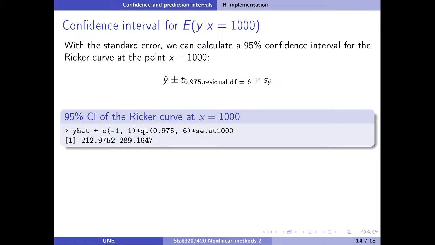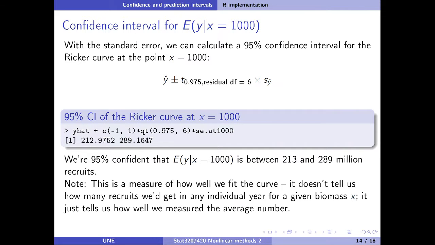So for the Ricker curve at 1000, I had already calculated y hat plus or minus column minus 1, comma 1, times the appropriate t-statistic. I had 6 degrees of freedom, times my standard error, and it gives me a range of about 213 to 289. Okay, so what have I measured here? What is a confidence interval? Well, that's a confidence interval for the expected value of y. So we're 95% confident that the expected value of y given x equals 1000 is somewhere between 213 and 289 million recruits.